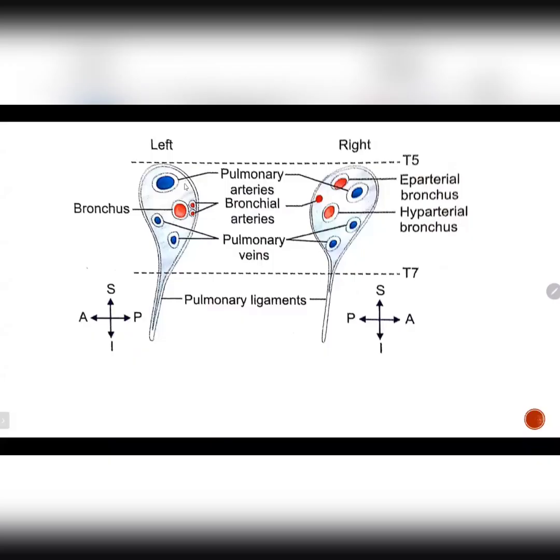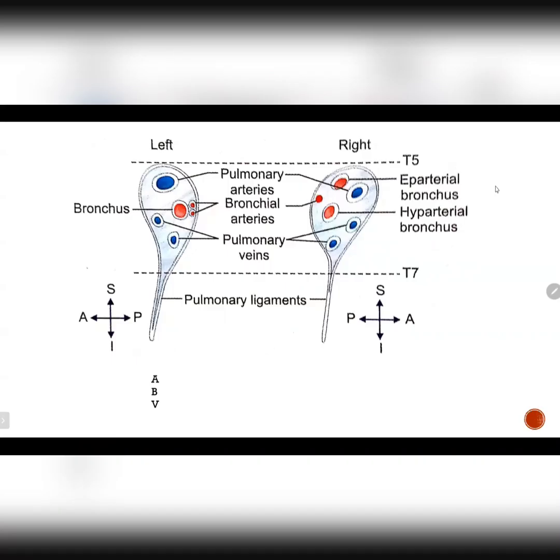So can anyone name the structures at hilum of left lung in order from superior to inferior? You can take the help of this diagram. Left pulmonary artery. Yes. Superior pulmonary vein, inferior pulmonary vein. Okay. Between pulmonary artery and the vein, you have to mention the bronchus also. Anyway, good effort. Okay. Remember the code ABV from superior to inferior.